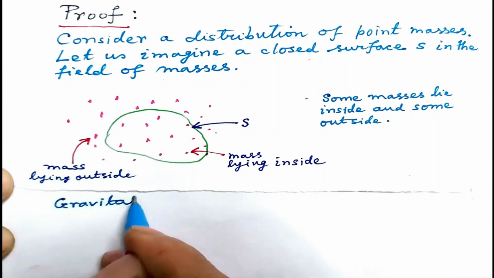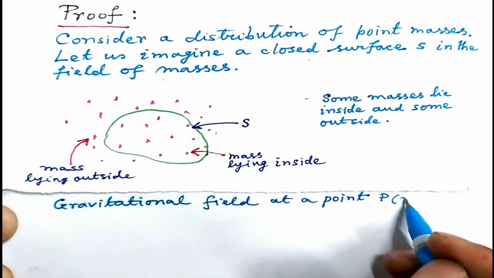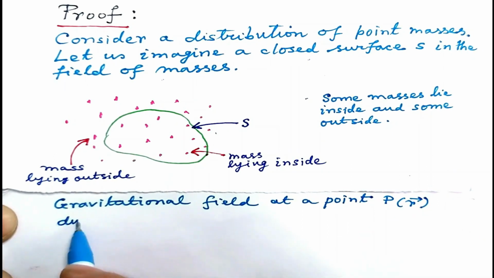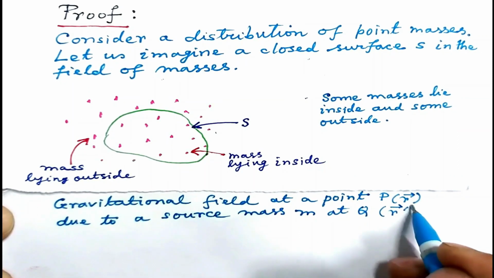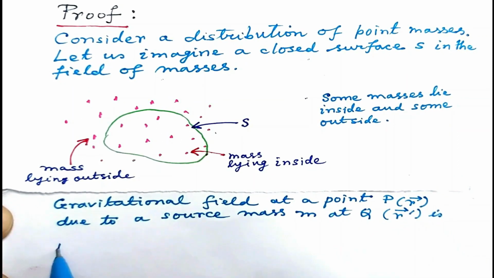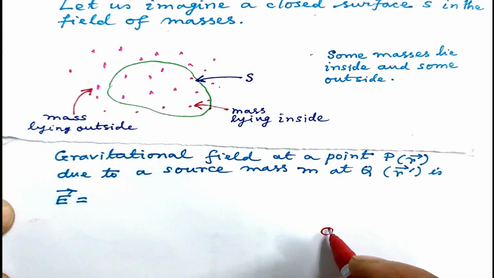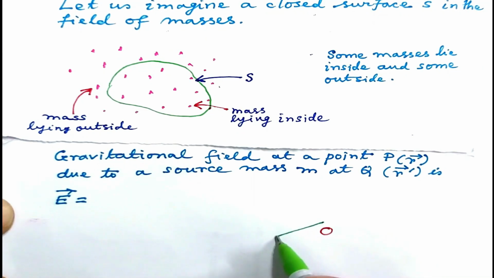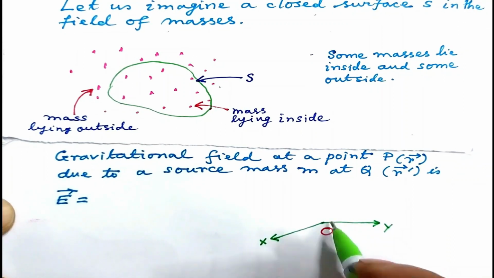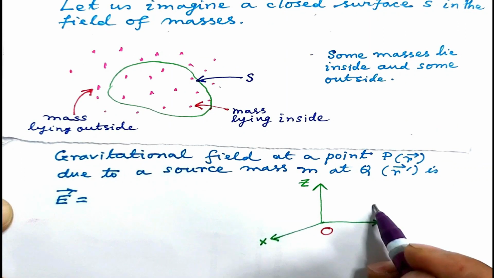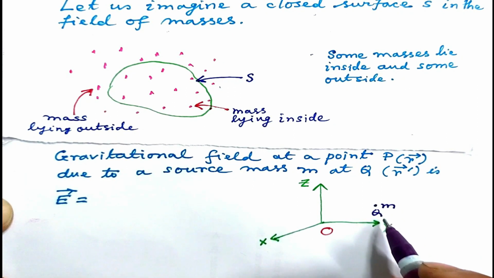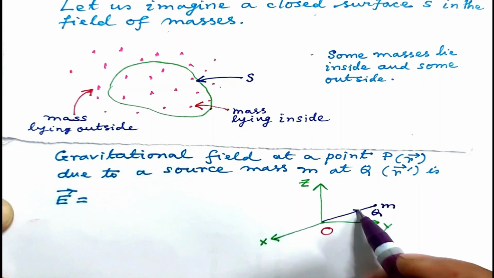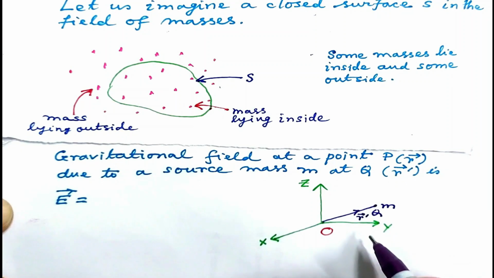We consider the gravitational field at a point P, the position vector of which is vector r, due to a source mass m at point Q, the position vector of which is vector r prime. The gravitational field is denoted by vector E. Let O be the origin of the system of coordinates. This is the x-axis, this is the y-axis, and this is the z-axis. Let this point represent point mass m. Let us name this point Q. This is the position vector of point Q. Call it vector r prime.